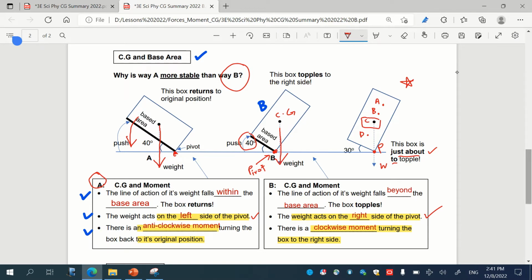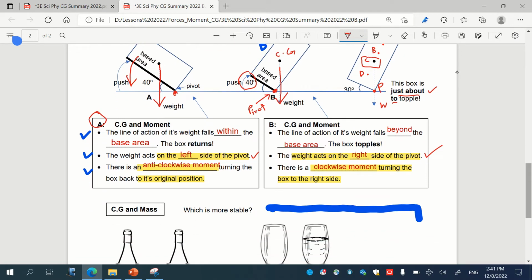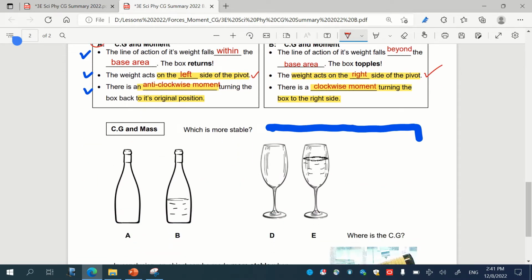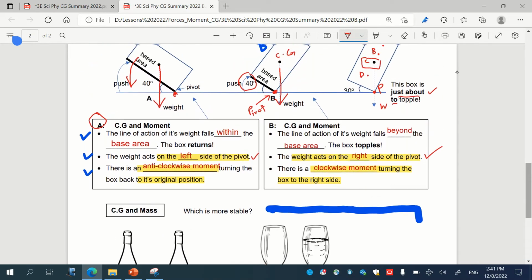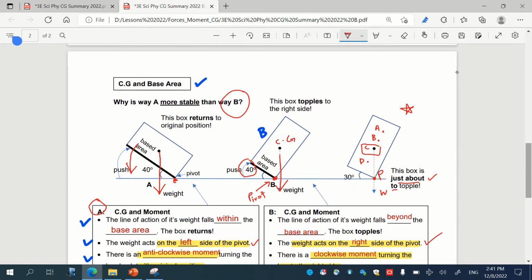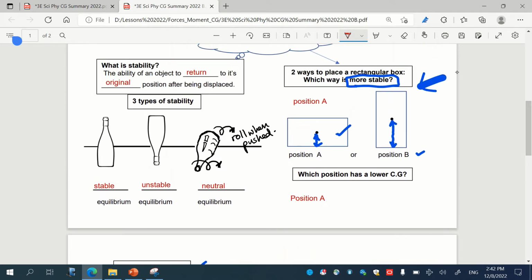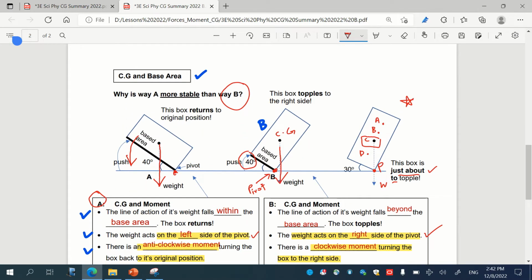All right. Now let's come to the last point here: a simple demonstration of CG and mass. So we have looked at a few things. We have looked at CG from its position from the base, whether it's low or high. It seems like a low CG will help an object to be more stable. A higher CG will be less stable. And then we also compare base area, CG and base area.